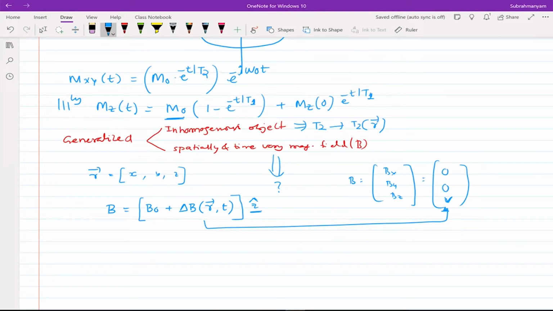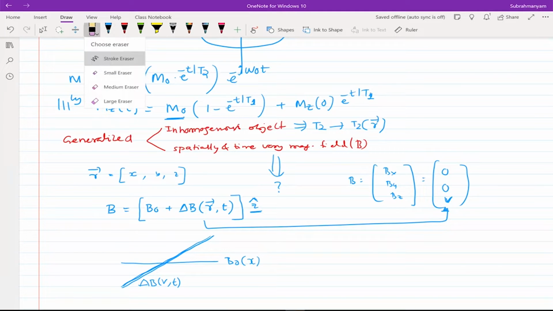Suppose if I have some B naught field like this, I might vary something. This could be my delta B that I am adding here, of R bar, T. Assume that this is my B naught of X. So I might be varying only in the direction of X. If I am doing it, I could add something like this. So I would rather call it amplitude to be just correct. Okay, clear?